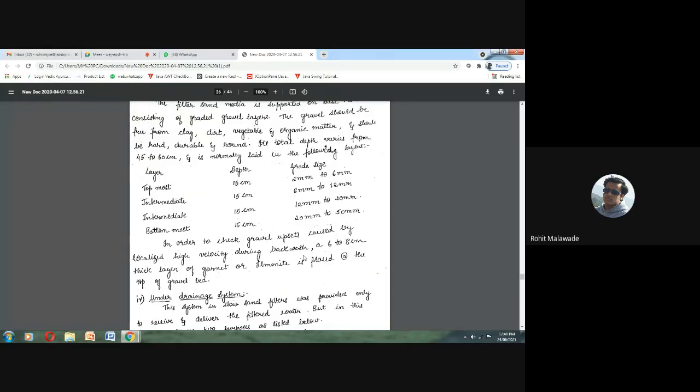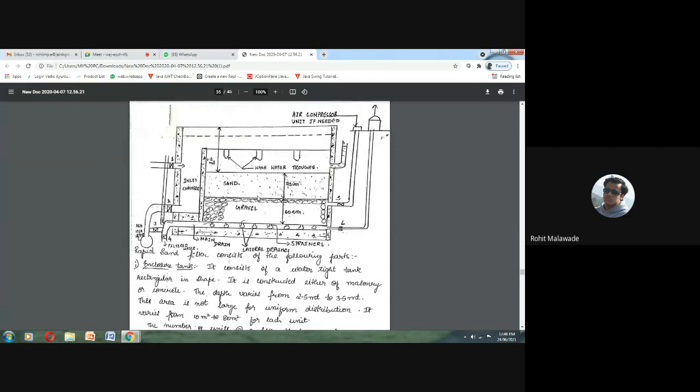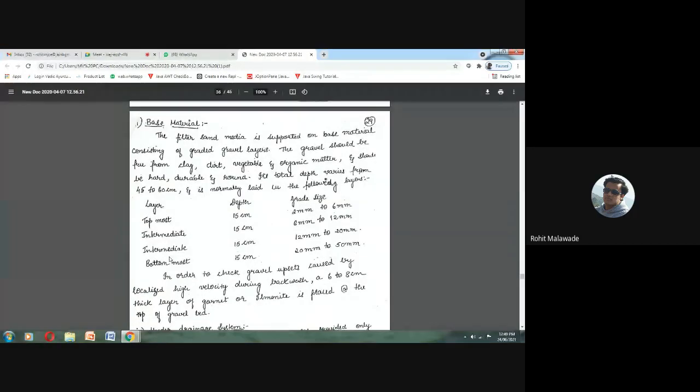In order to check the upsets caused by the local high velocity during the backwashing, a 6 to 8 centimeter thick layer of gravel is going to be placed. In the case of your slow sand filter, the cleaning was done from top to bottom, where we were removing the top layer of sand. But here, if we want to remove the very fine suspended particles which are present in water, we are going to have the backwashing. What is backwashing? That will be told to you in the further classes. So this is regarding your base material.